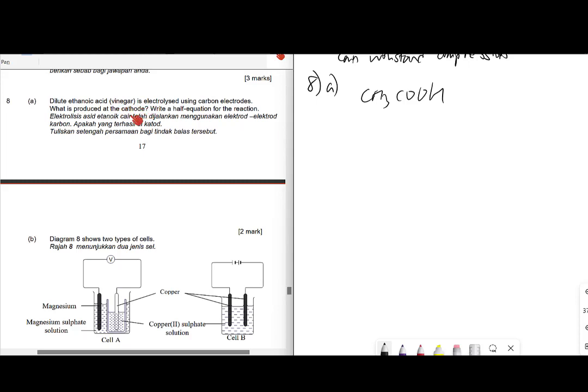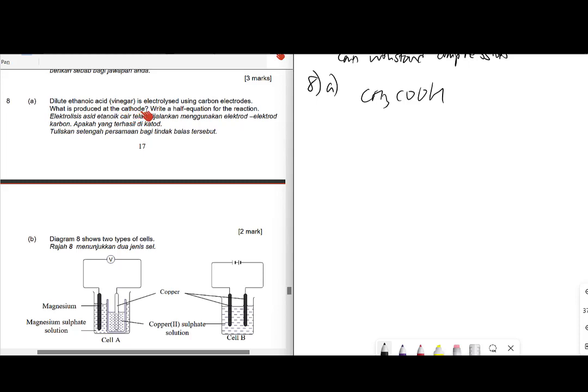The word cathode means that the cation will be attracted to the cathode. So a cation is positive, and of course it will be attracted to the negative. So the cathode here is actually the negative electrode. Make sure you put a positive ion attracted to the cathode here.